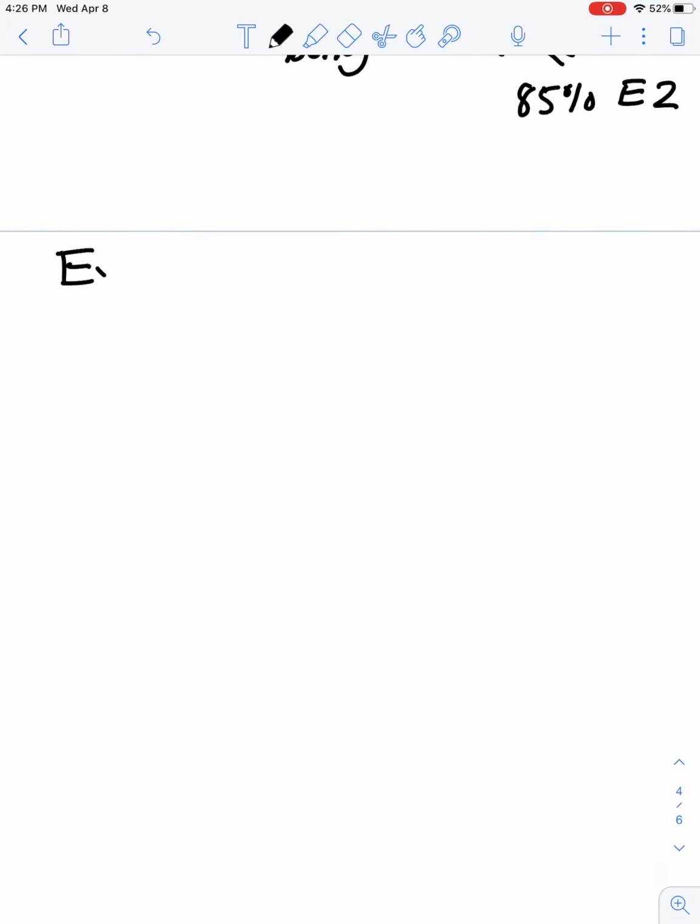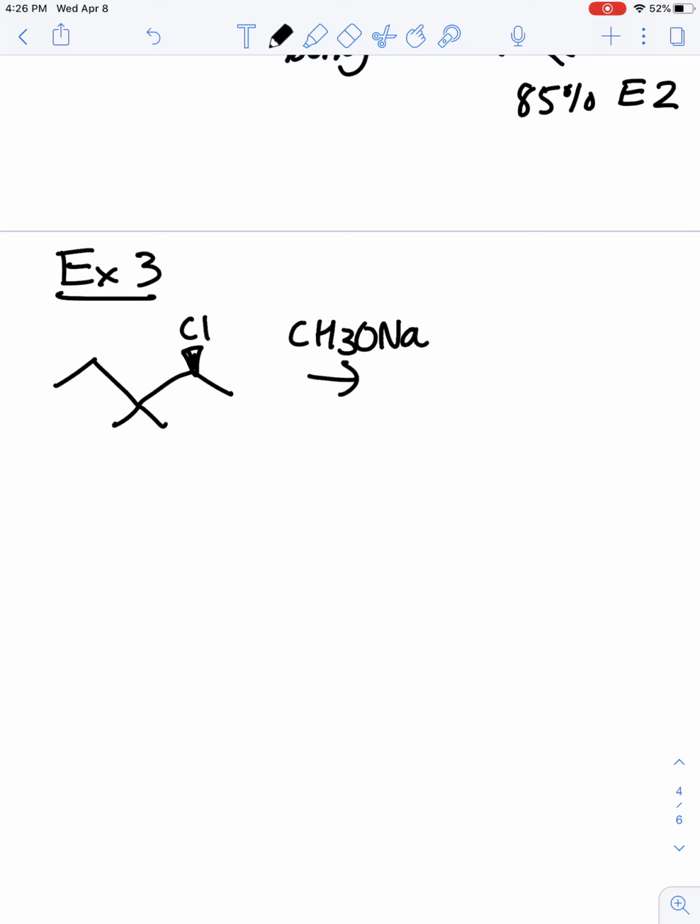So if we look at this reaction right here, and the reaction is done in DMF. And this is our nucleophile. So again, this is going to be ionic, so it's OR minus and sodium plus. So I would hope that you guys are thinking, okay, this is going to be SN2 and/or E2.